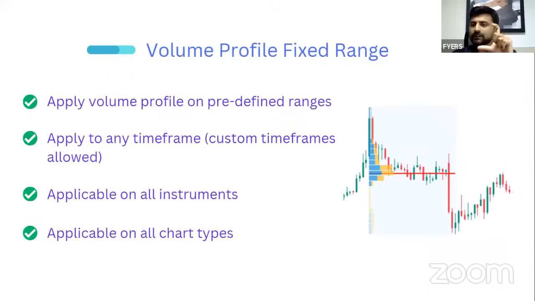तो volume profile fixed range में point A to point B of an overall chart पे हम लोग volume profile indicator लगा सकते हैं. So predefined, as you can see, the first point is you can apply volume profile on predefined ranges. You can apply on any time frame, including custom time frames, applicable on all instruments and all chart types. So now with this, let us go ahead and see exactly what we mean by that.